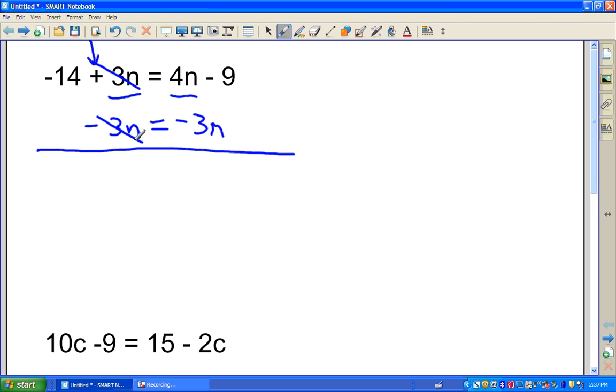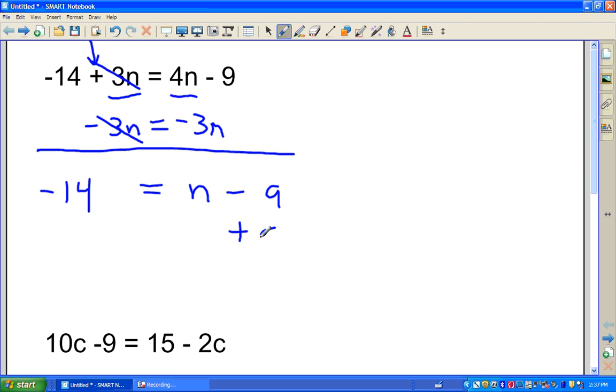That's an n, by the way. Plus 3n minus 3n on the left side of the equation cancels, so all I'm left with is a minus 14. Over here, a 4n minus the 3n leaves me with a 1n, written as just n. And I've got that minus 9 still hanging out over here. So there's my new equation. How do I get rid of the minus 9? Well, I'll add 9 to each side.